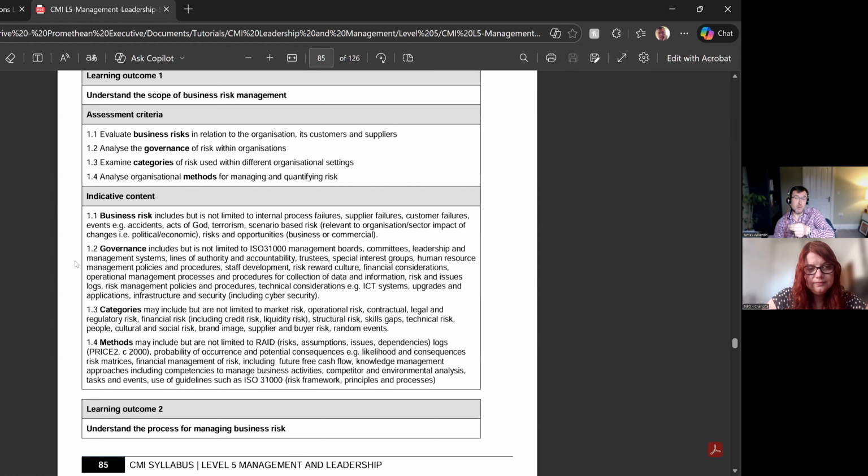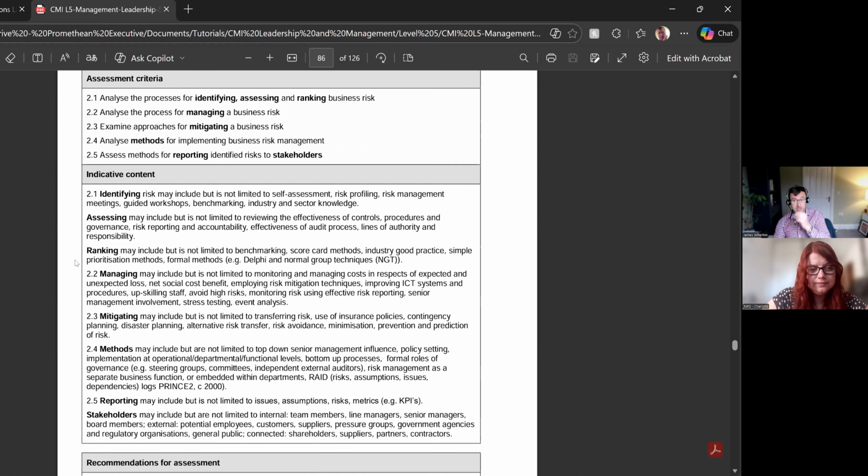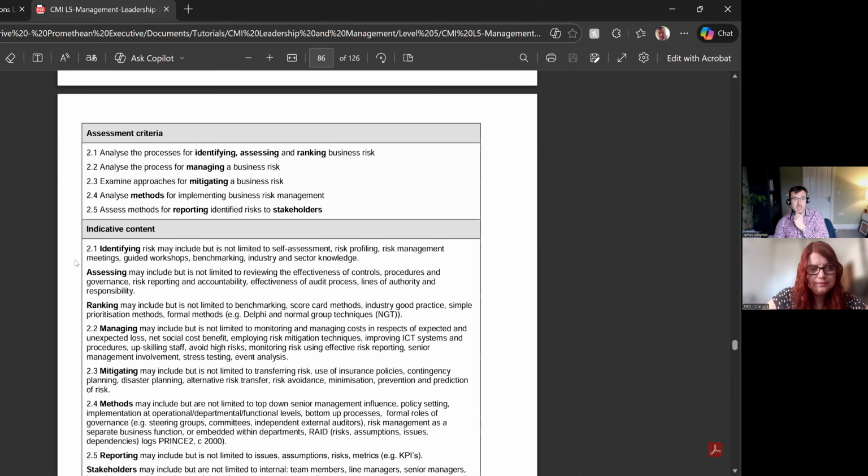We need to do that thing of both quantifying how big we think the risks are, but also something towards managing those risks as well. That needs to go in 1.4. Second learning outcome, we're now going to understand the process for managing business risk. So we're really going to laser in on that managing business risk thing next.